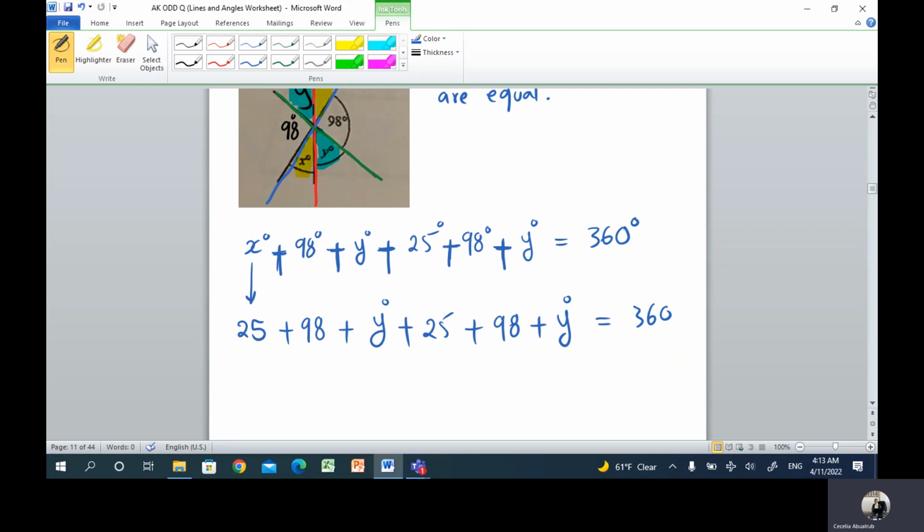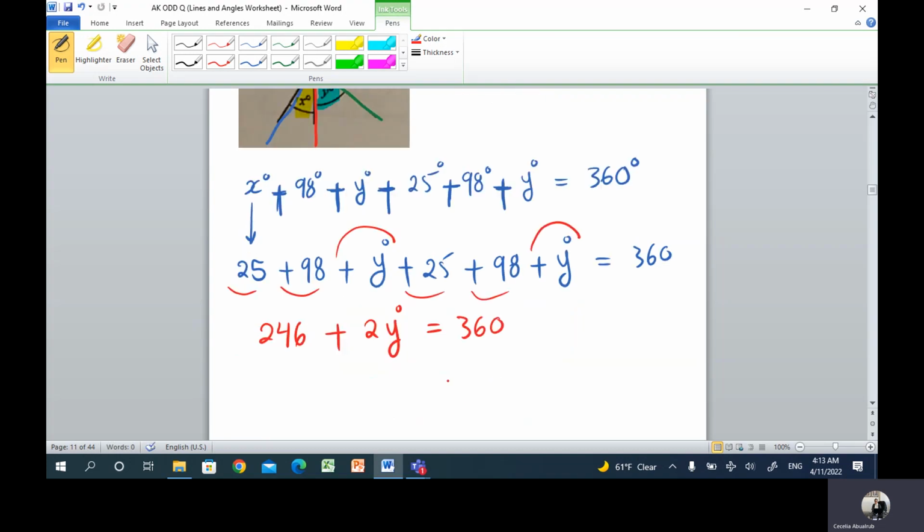Now you can collect like terms. 25 plus 98 plus 25 plus 98, the answer will be 246, and then plus y and plus y, which means y plus y is plus 2y, is equal to 360.